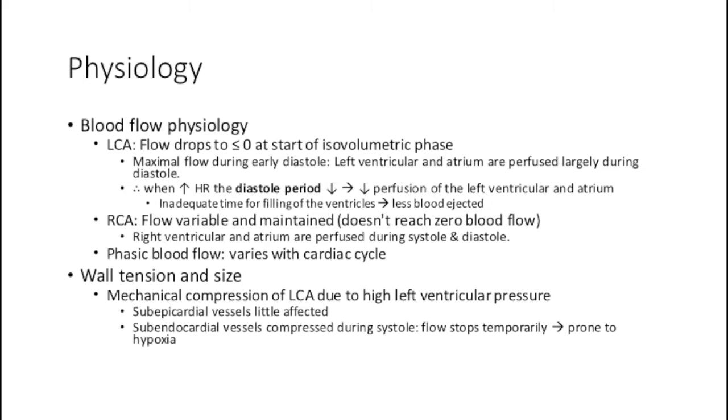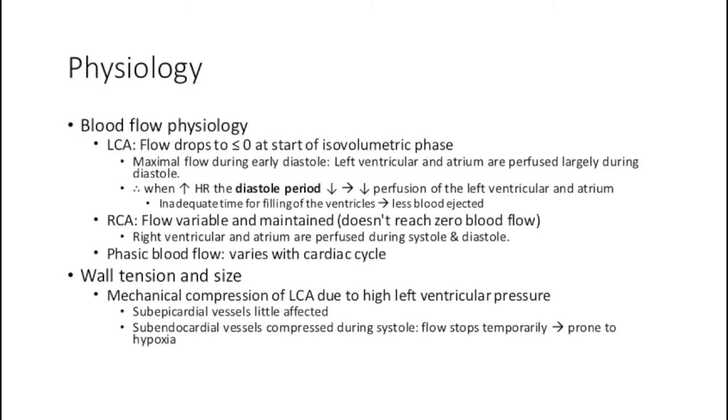From a physiological point of view, there are two physiological concepts that I want to cover, and that's the blood flow physiology, as well as the relationship between wall tension and size. So looking at blood flow physiology, the left coronary artery blood flow drops to less than 0 at the start of the isovolumetric contraction phase, and maximal blood flow is achieved during early diastole.